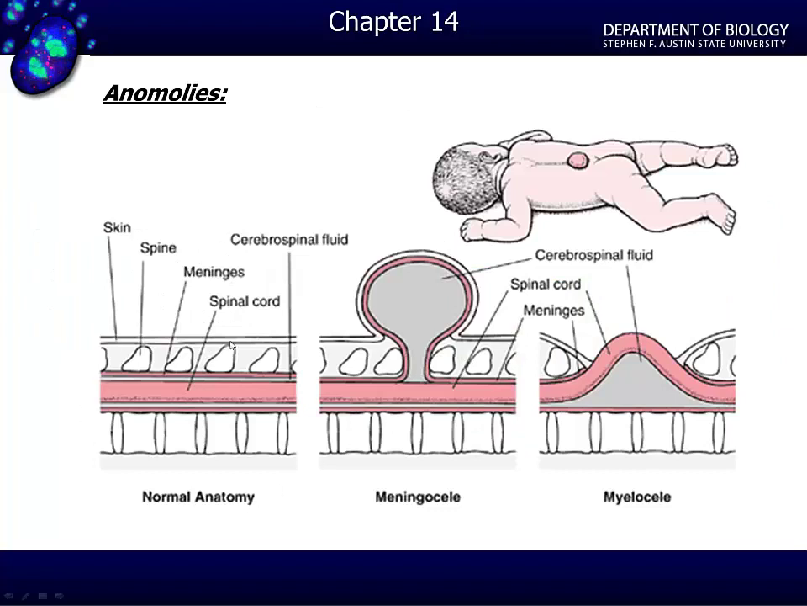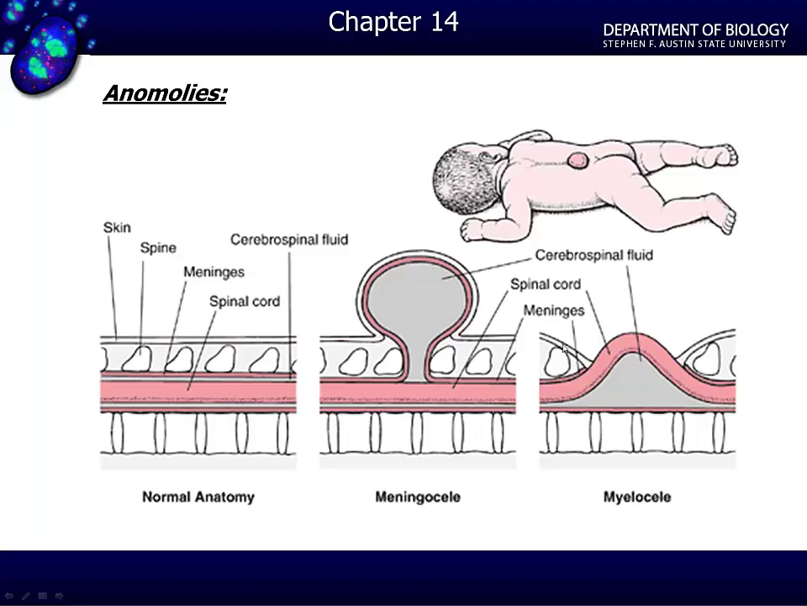So here we see a condition where we have our normal development, normal vertebrae, normal meninges covering our spinal cord. But in this case, we actually have a defect in the back. We have a defect between the vertebrae that has allowed our meninges to protrude through, and now we've got this abnormality on the dorsal surface. This abnormality is skin, meninges, and cerebrospinal fluid. This is called a meningocele.